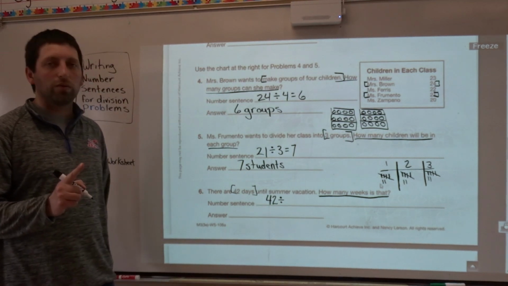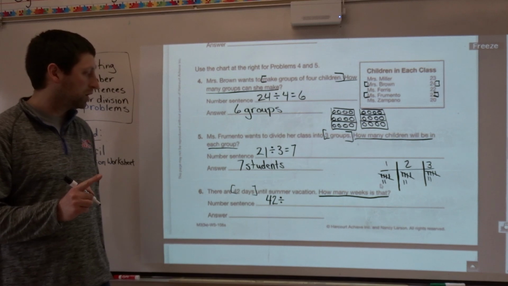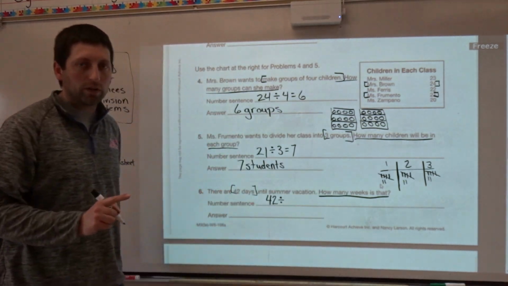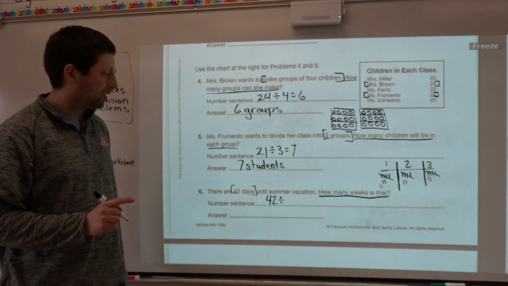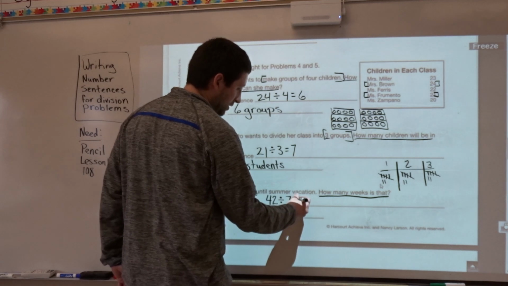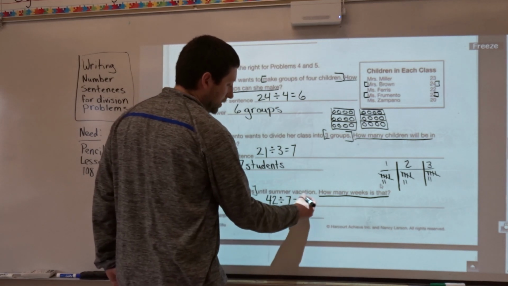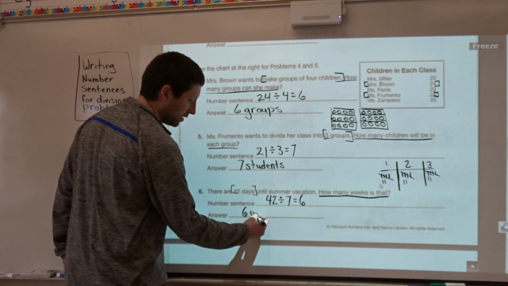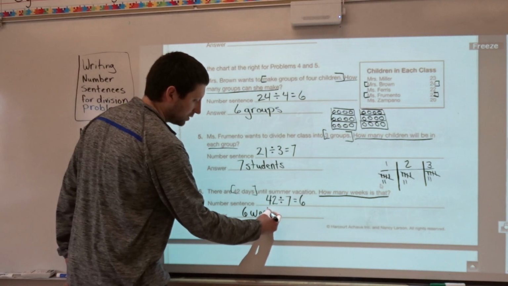Well, you need to know how many days are in a week to figure this out. Because this is days and it wants to know how many weeks. And there are 7 days in a week. So we're going to divide by 7. So 42 divided by 7 would actually be 6 weeks.